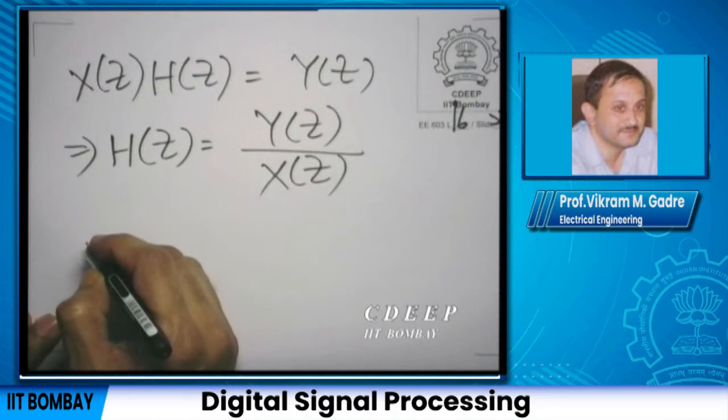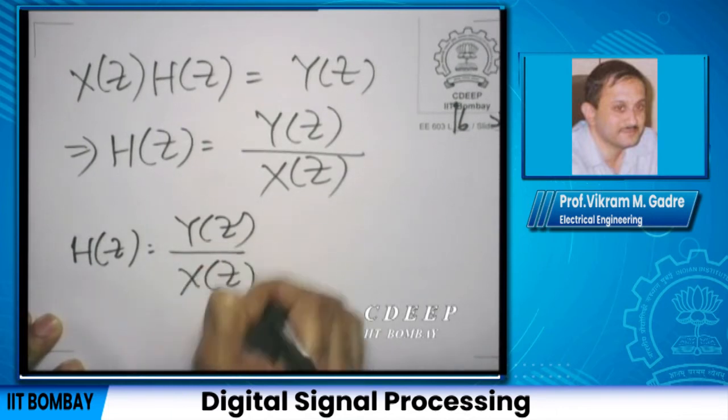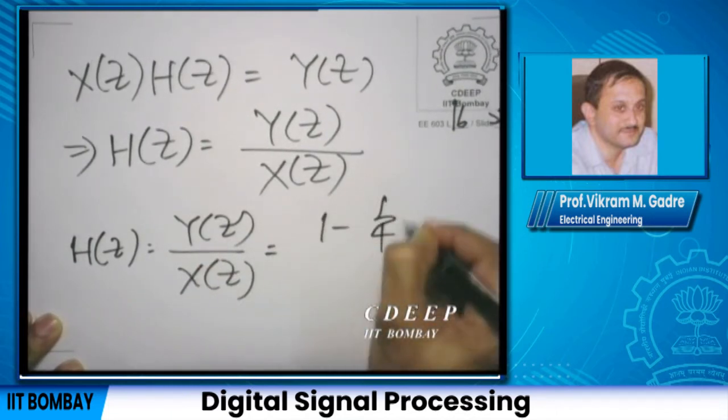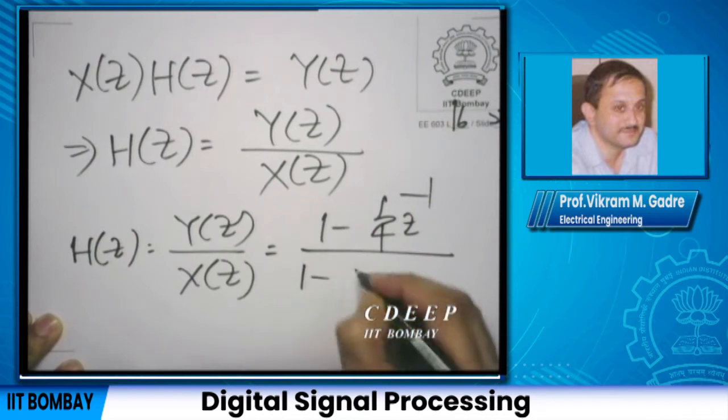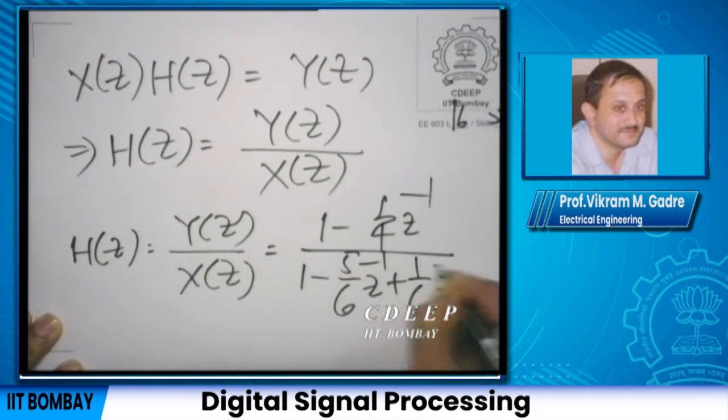All right. So, in effect what we are saying is that H(z), which is Y(z) by X(z) in this case, is (1 minus 1/4 z inverse) divided by (1 minus 5/6 z inverse plus 1/6 z to the power minus 2), and we can of course cross multiply.